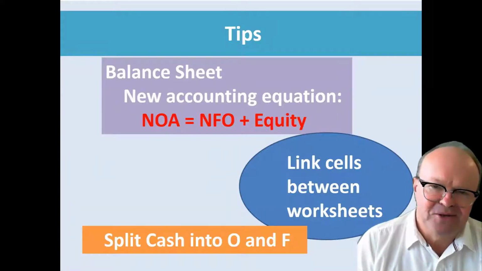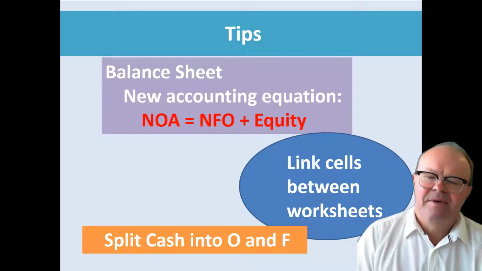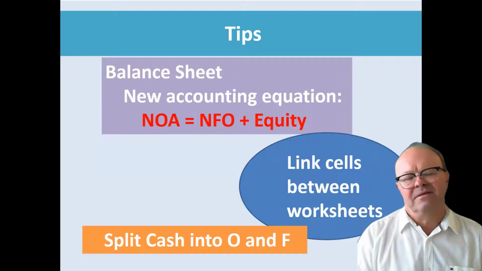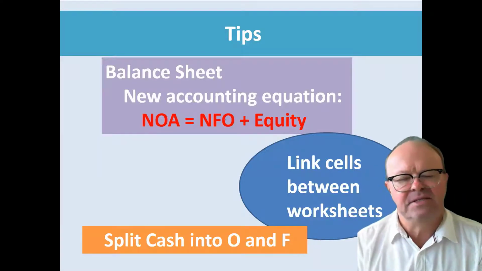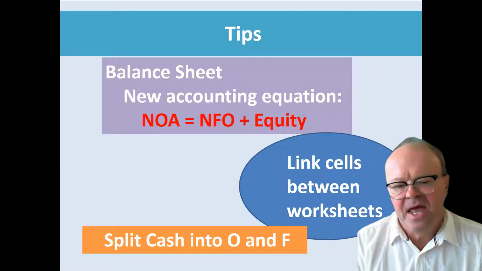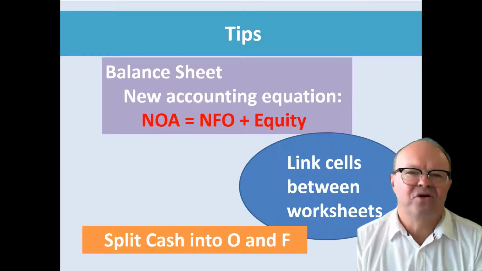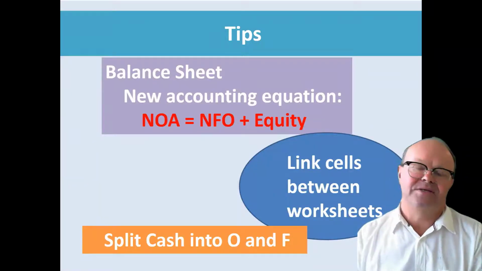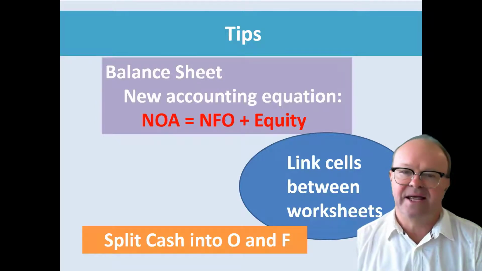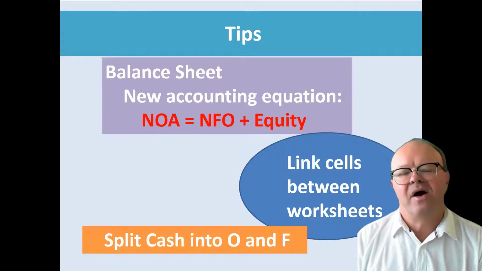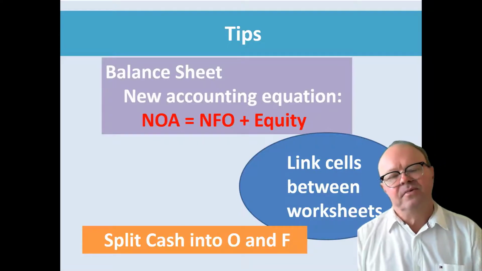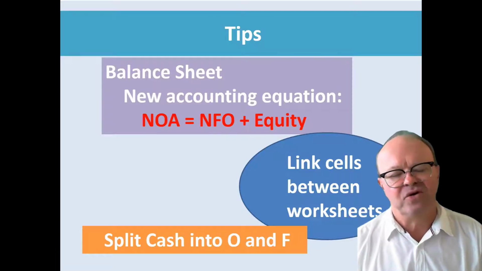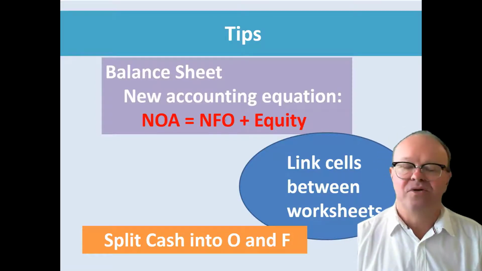Make sure you link the cells between worksheets. Most people get that, but make sure you do that. One of the main things that's a little bit tricky is splitting cash into operating and financial. The reason that's tricky is it's often not disclosed: what cash is needed in the operations, and what cash is just a financial asset, just a store of value. I suggest a rule of thumb that you consider 1% of revenue as cash being operating. That's what you need to run your business.